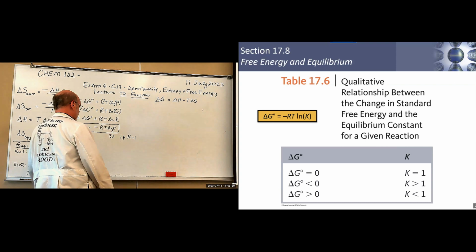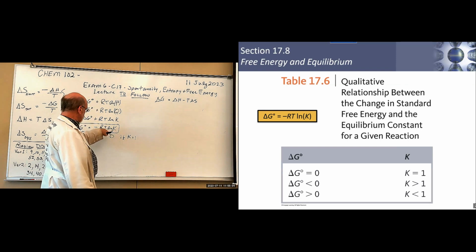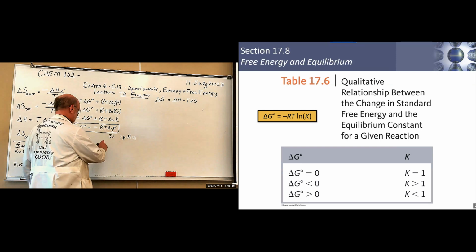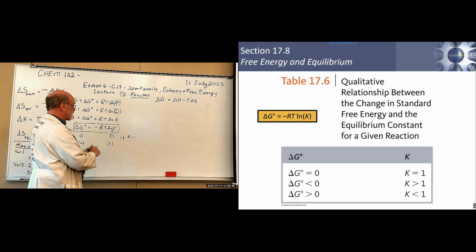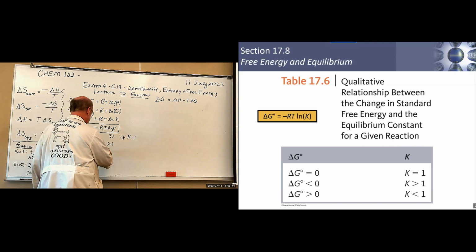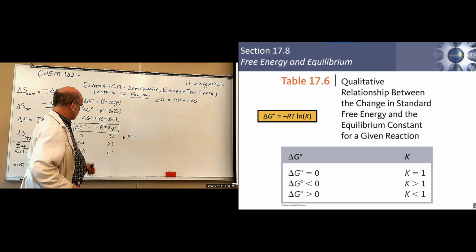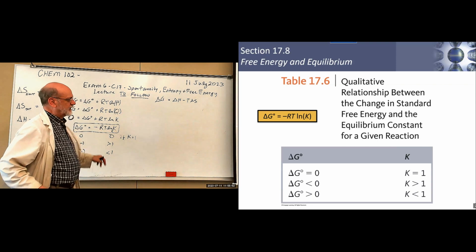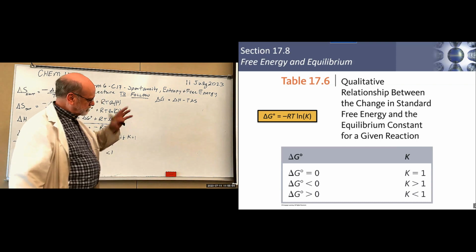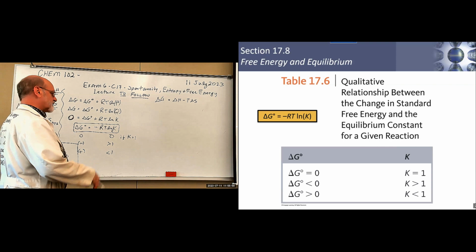But if K is greater than 1, then we get a positive value here. That makes this negative, and this is greater than 1. That makes this one negative. Right, so now it's spontaneous. If K is less than 1, then we have the opposite effect. Less than 1 makes this negative, which makes that positive, makes this positive. So that's the generalized view of K related to delta G.